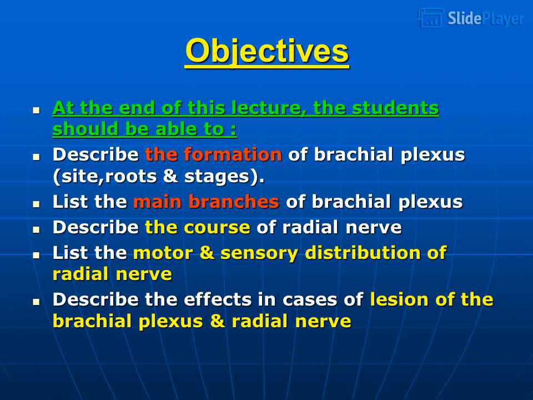plexus, site, roots and stages. List the main branches of brachial plexus. Describe the course of radial nerve. List the motor and sensory distribution of radial nerve. Describe the effects in cases of lesion of the brachial plexus and radial nerve.